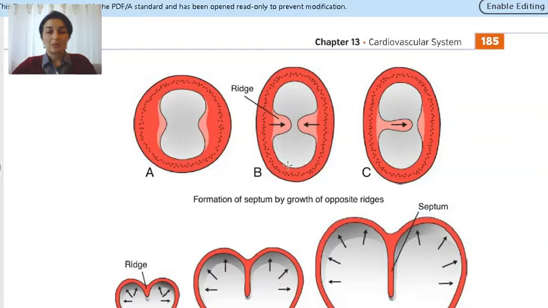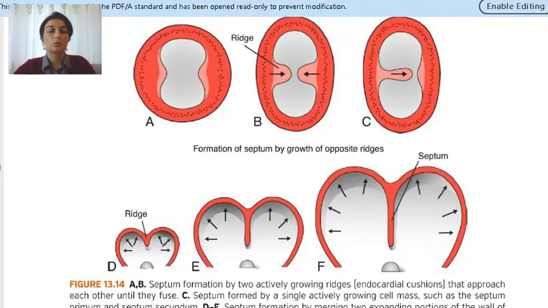Also, the cushions will participate in the formation of the interatrial and interventricular septa. Their membranous portions also will develop from these endocardial cushions. So the atrioventricular endocardial cushions will participate in the formation of the atrioventricular canals. Also, their free edges will form the valves, the atrioventricular valves. Also, other cushions we will have at the bulbus cordis, at the conus, at the truncus arteriosus.